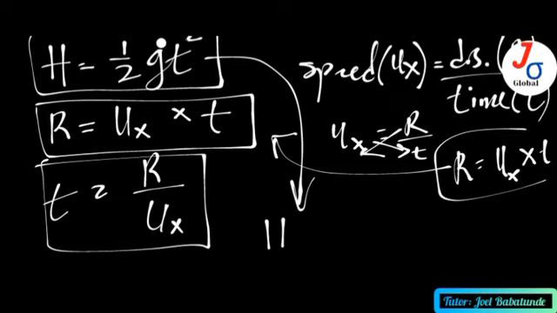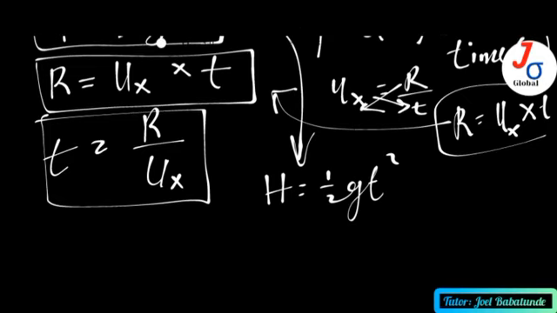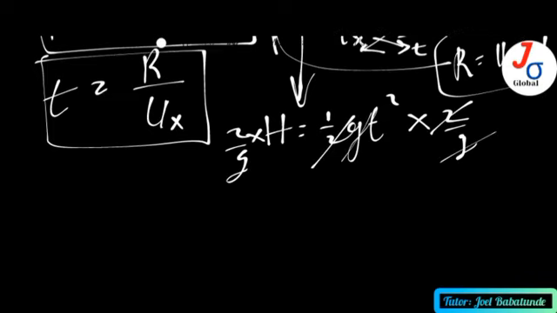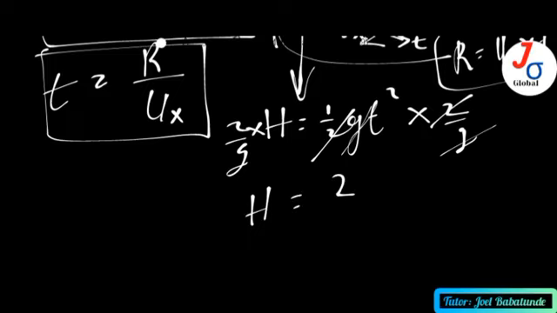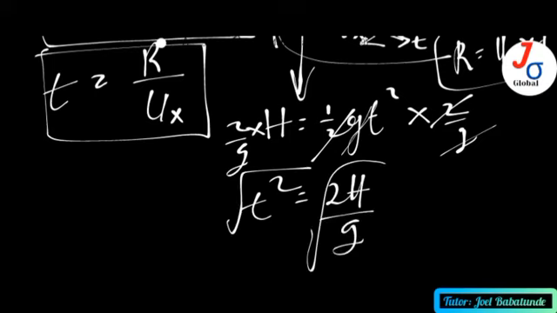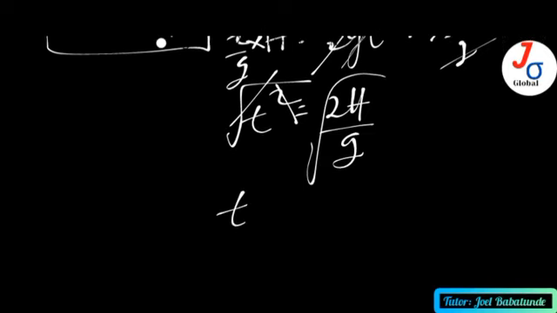You're going to get H equals half GT squared. So multiply both sides by 2 over G. If I multiply both sides by 2 over G, G cancels G, 2 cancels 2, and I am left with T squared equals 2H over G. And if I take the roots of both sides, I'm left with T equals square root of 2H over G.